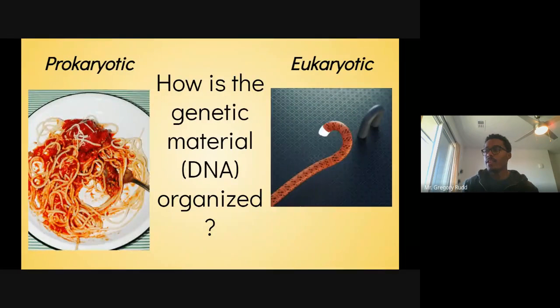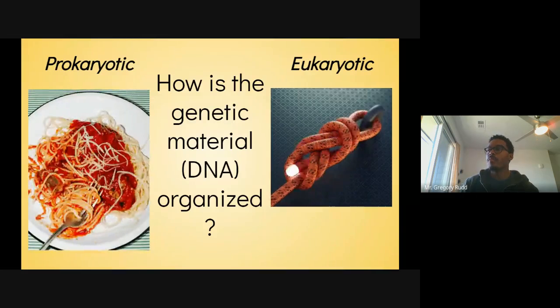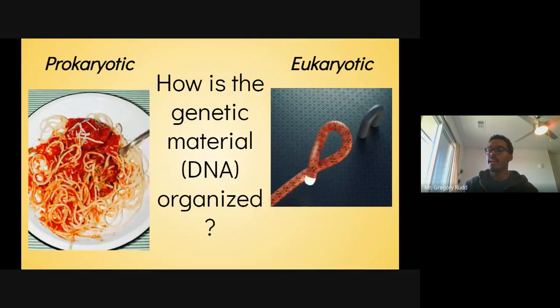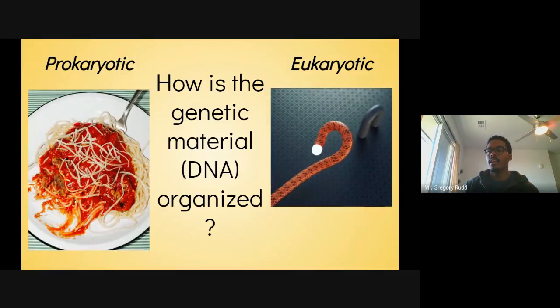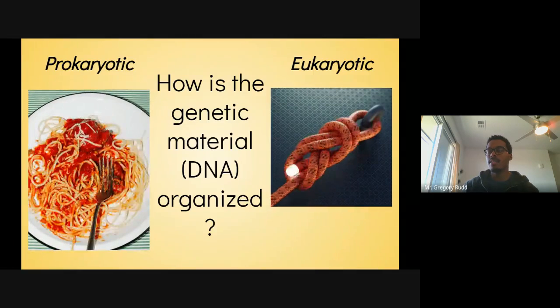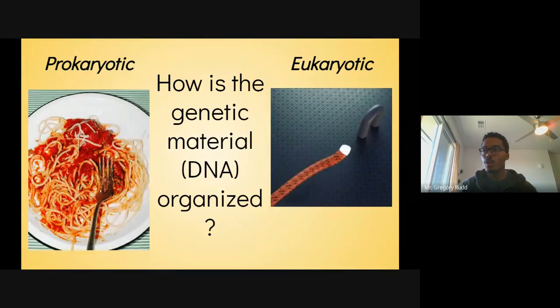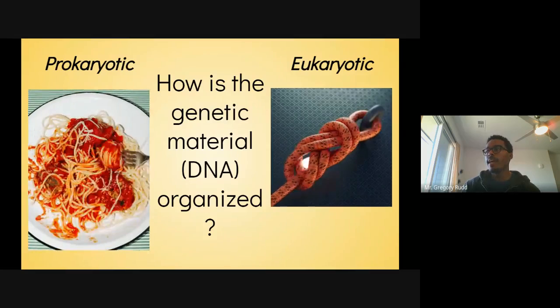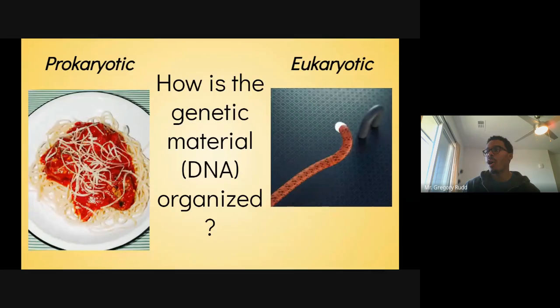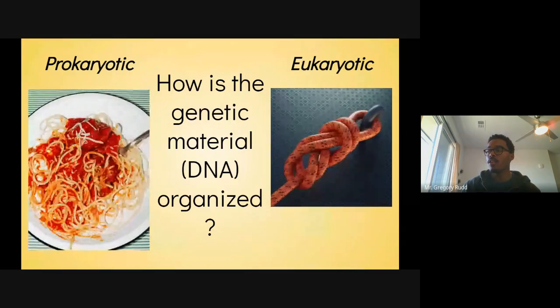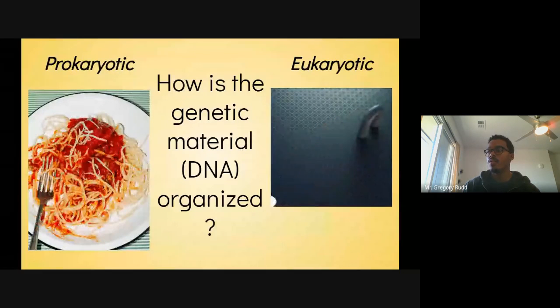How is the genetic material organized, the DNA? In prokaryotic cells, it looks like a plate of spaghetti. It's very unorganized. It exists in a circular plasmid or what's called a nucleoid. But in eukaryotic cells, it's very organized, like a nice, tightly wound knot. And we would call it a chromosome. And these chromosomes are found inside of the nucleus.